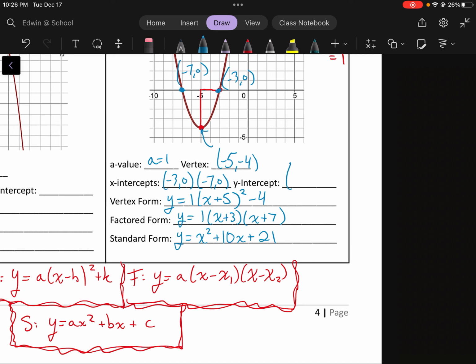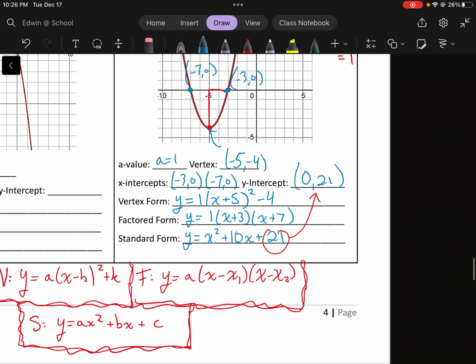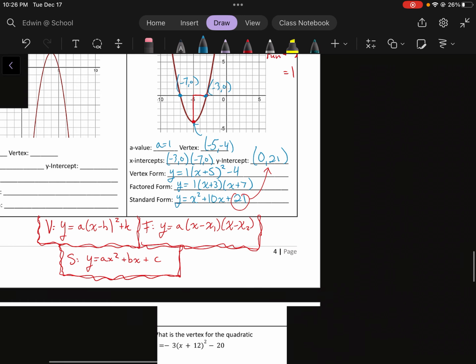Last key thing, we're always going to have a y-intercept at (0, whatever this last number is). In this case, it was 21, so our y-intercept is at (0, 21).